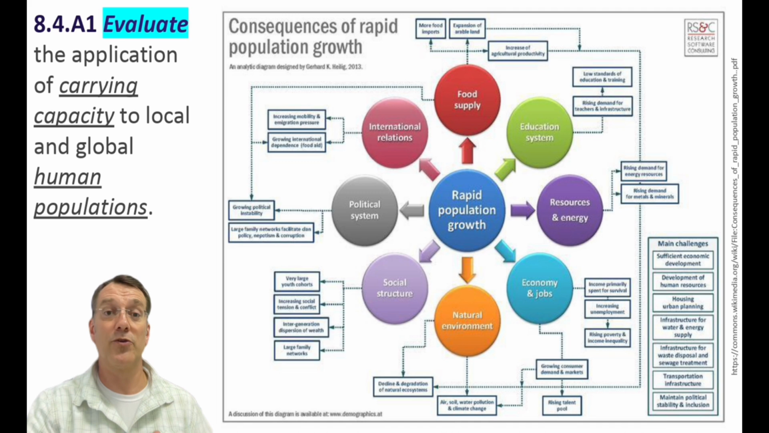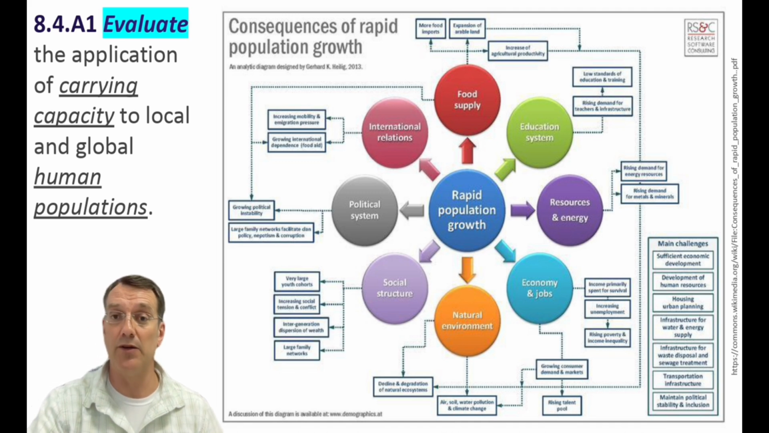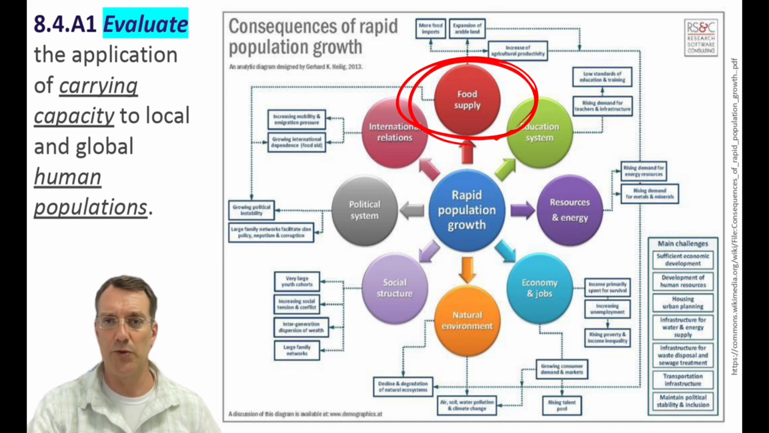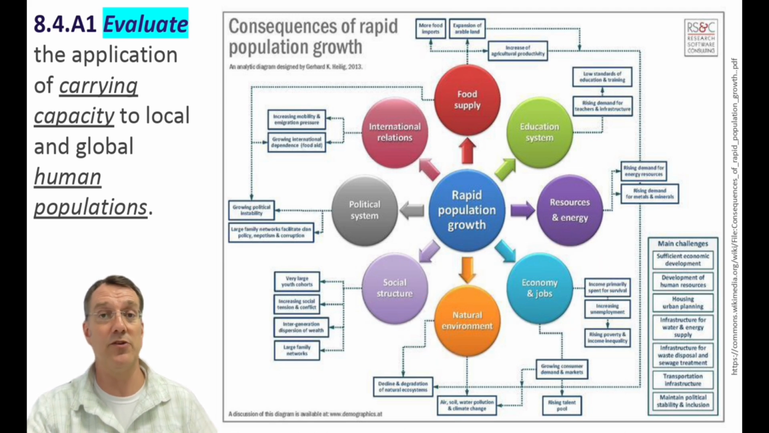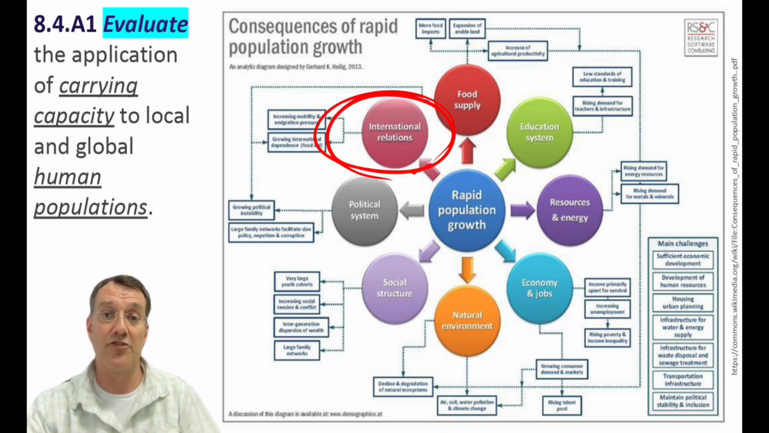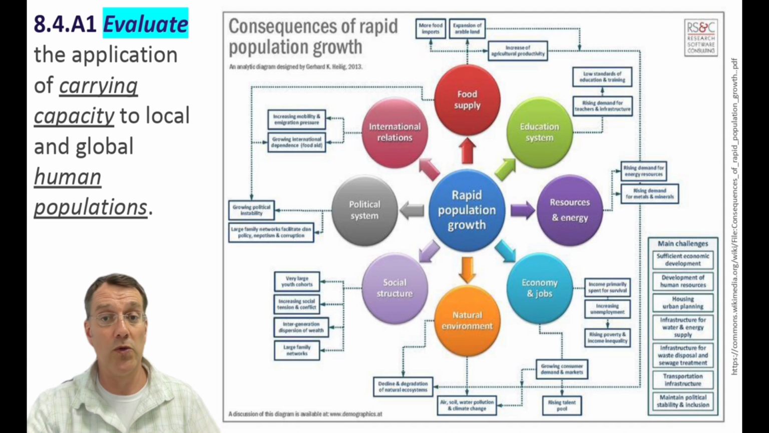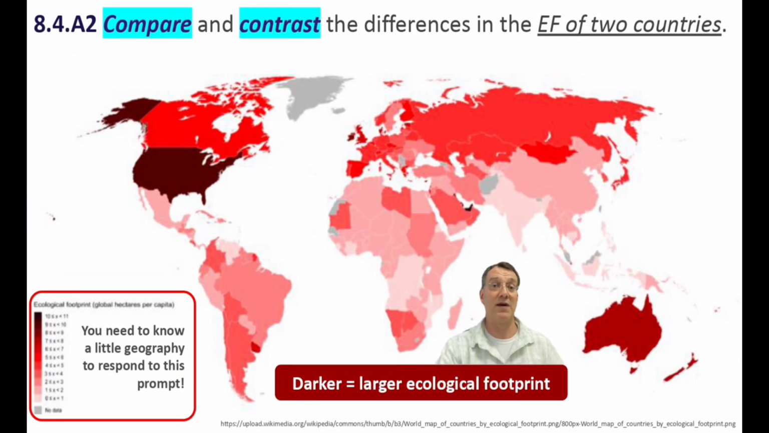Rapid population growth creates challenges at multiple scales. Food supply, resource availability, environmental quality, and economic systems all face increasing pressure. Different sectors of society experience these impacts differently, and that affects international relations, and it creates both local and global consequences. This map shows ecological footprints by country, with darker colors indicating larger footprints.